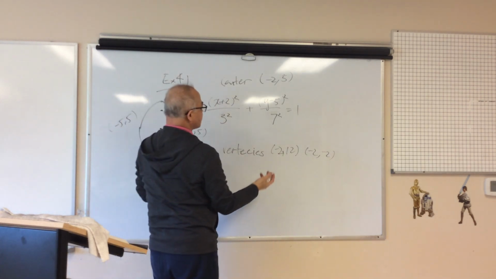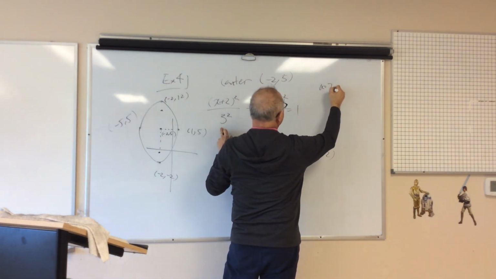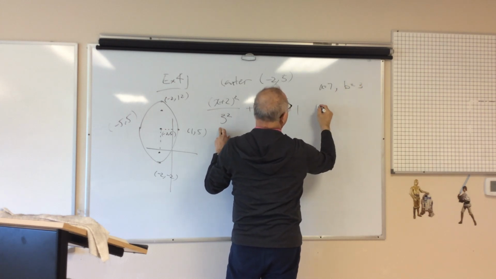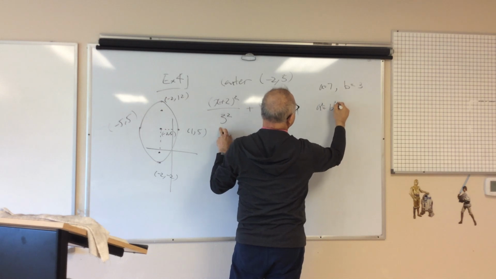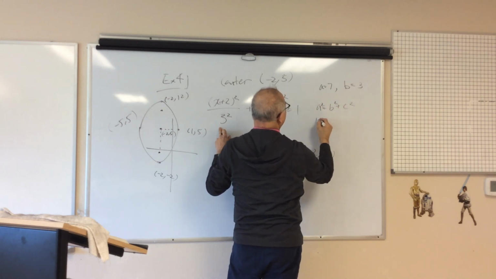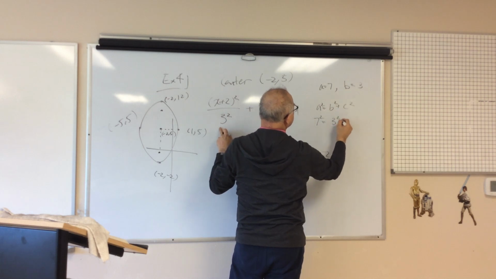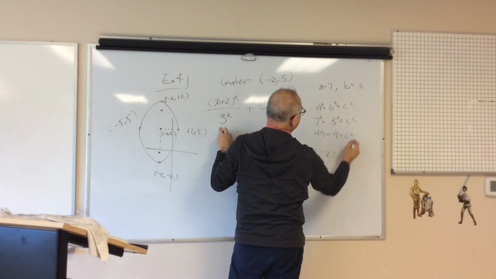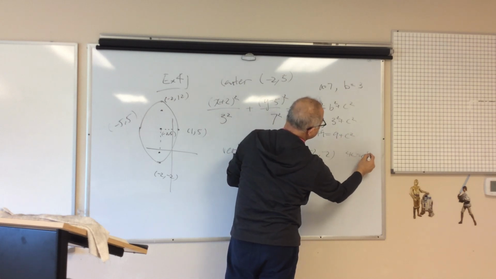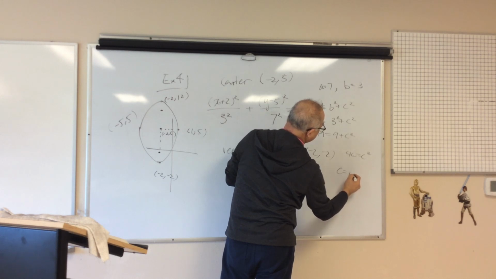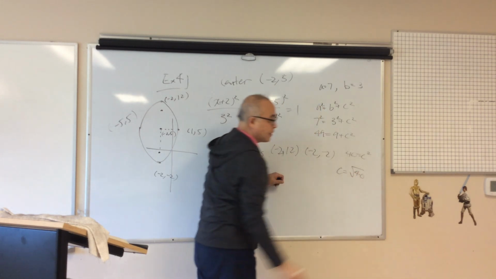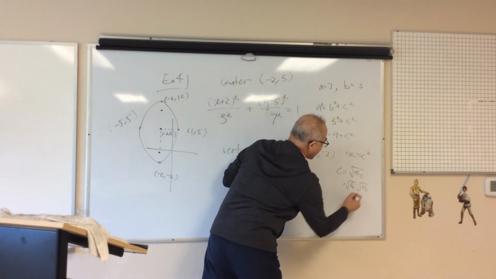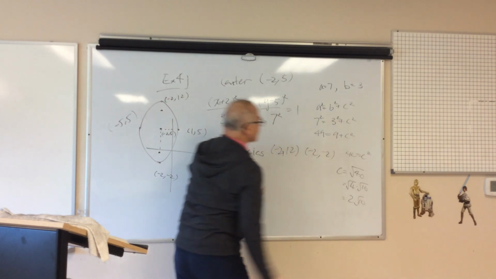So I need to find what the c is. I have a equal to 7, b equal to 3. So I have a squared is equal to b squared plus c squared. 7 squared is 49, 3 squared is 9, plus c squared. 40 is equal to c squared. So c is going to be equal to the root 40, and this is the root 4 times the root 10, which is 2 root 10. So c is 2 root 10.